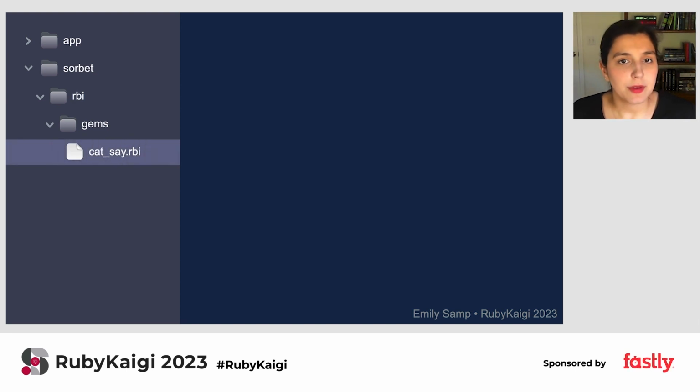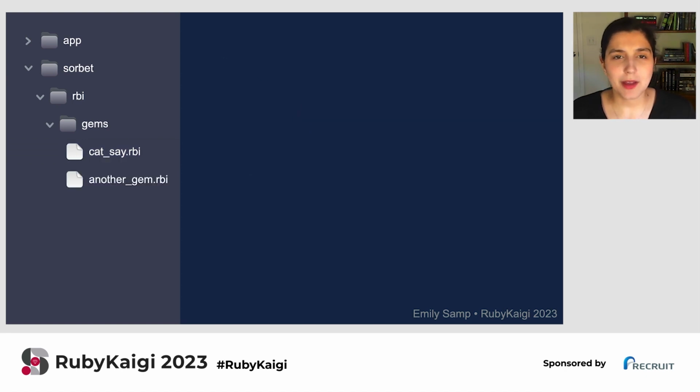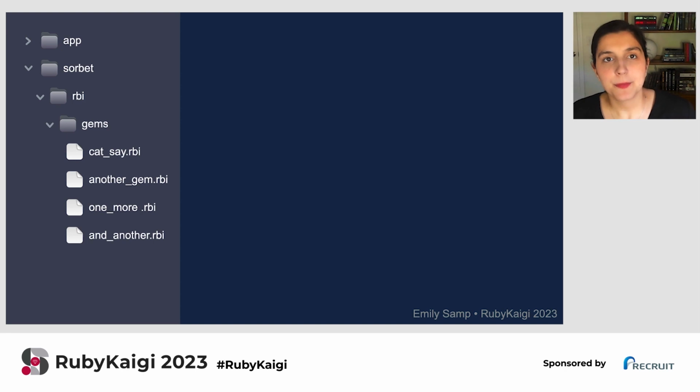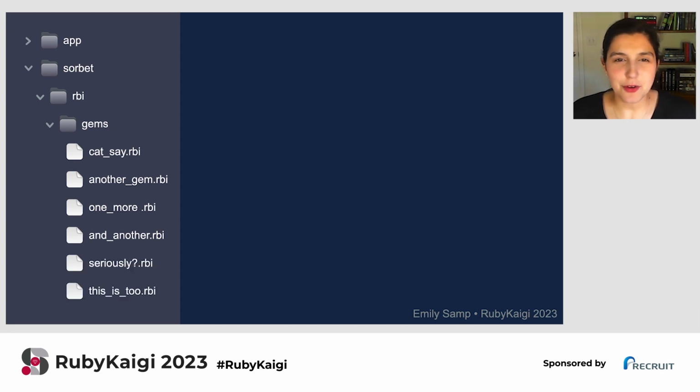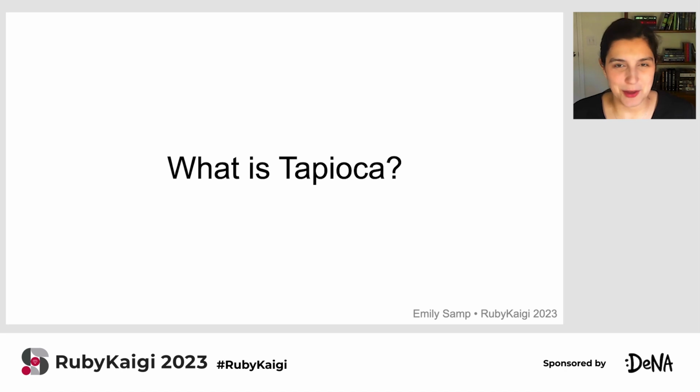So what we have to do is go to the sorbet/rbi/gems folder and create a new RBI file for our catsay gem. Inside, the RBI is just going to be typical Ruby syntax, and we're going to explicitly write out the module and method definitions from our gem so that Sorbet knows about them. RBI files don't just appear out of the ether. They have to be created. And I don't know about you, but to me, manually writing an RBI file for every gem in my Rails application does not sound like a fun time. This is where Tapioca comes in.